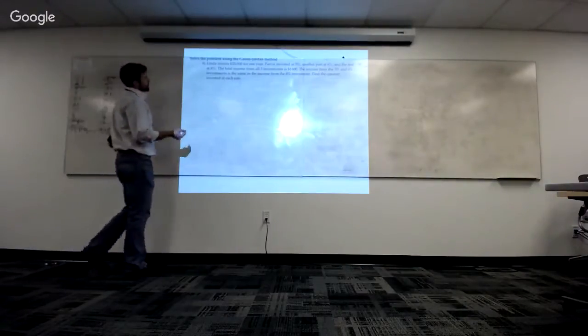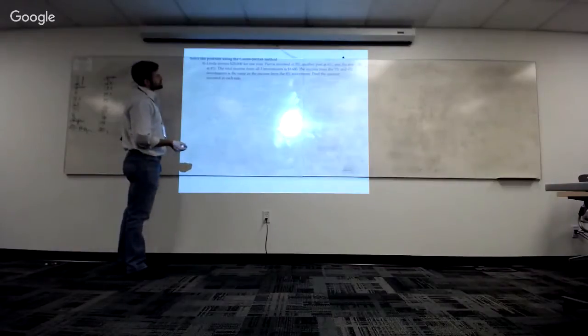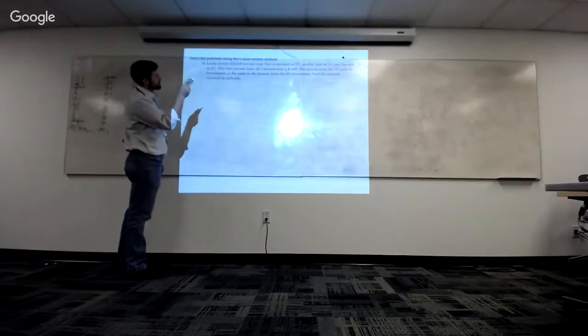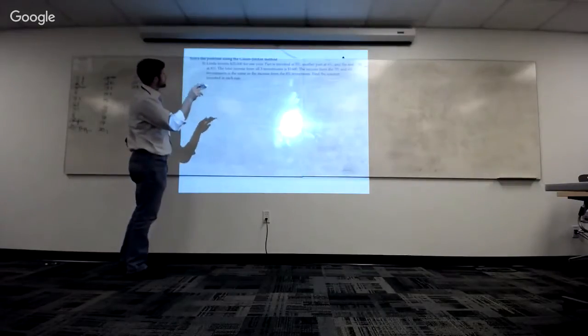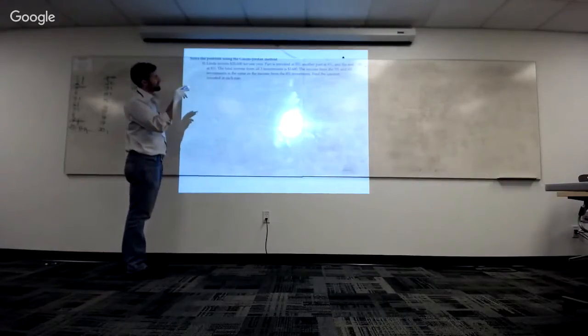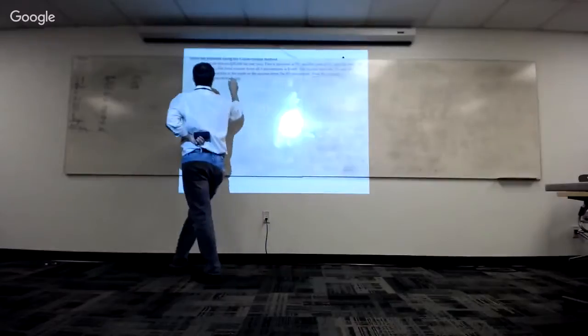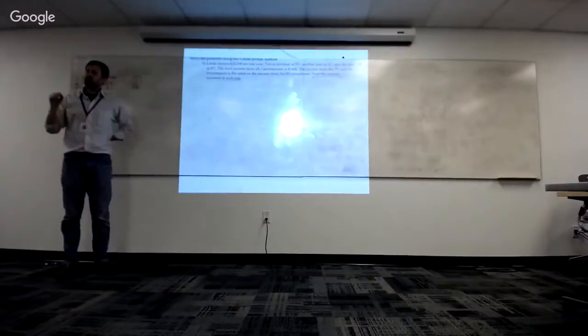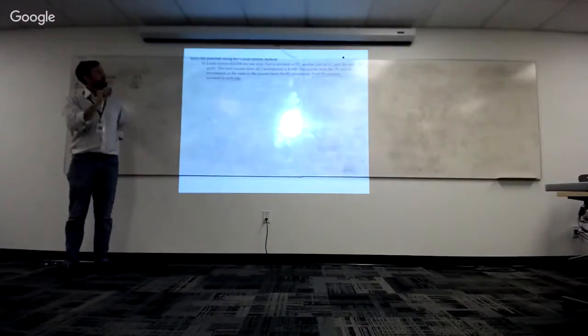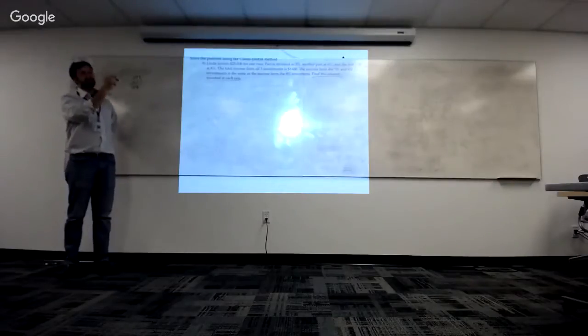So she invests $25,000 in 1 year. Part 1 is invested at 5%, then 6%, then 8%. The total income from all 3 is $1,600. The income from the 5% and 6% is the same as the income from the 8%. Here's the key thing: find the amount invested at each rate. So what are they asking for? Because the question will tell you how to define your variables. Find the amount of money invested in each rate.